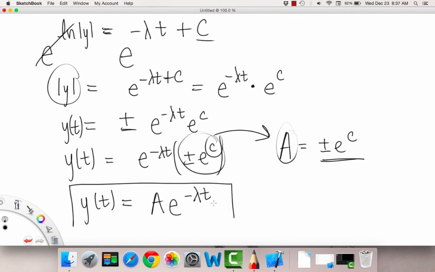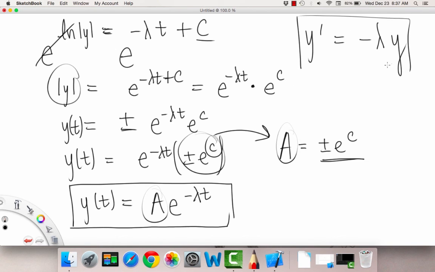This is not our particular solution because we do still have a constant here. This is our general solution to the original ODE, or ordinary differential equation, that read y prime is equal to negative lambda times y. This was our original ODE here.